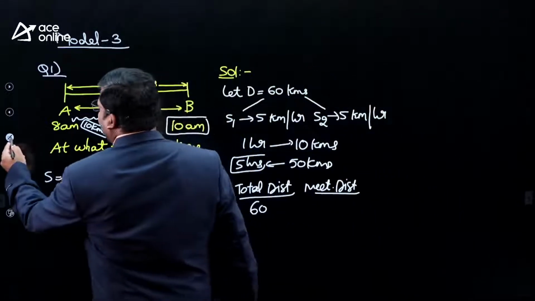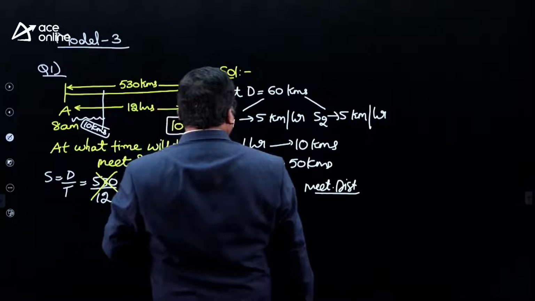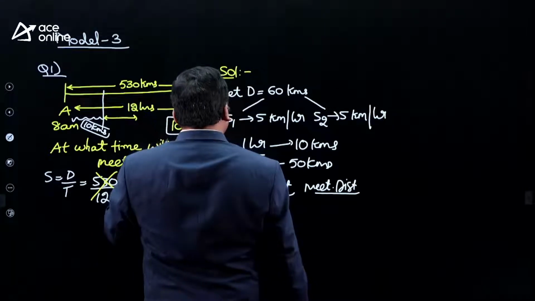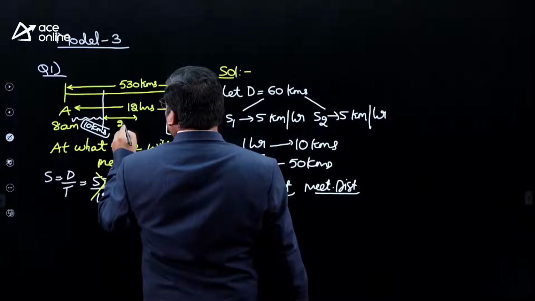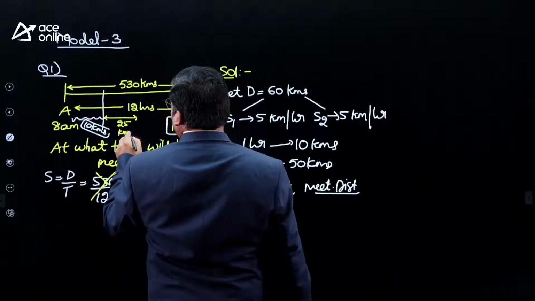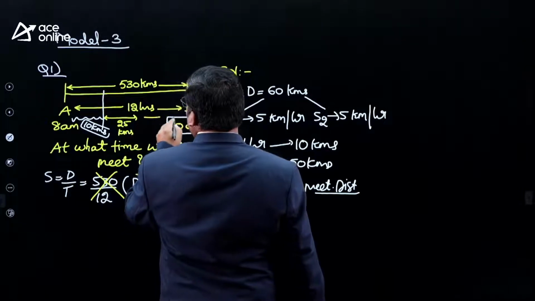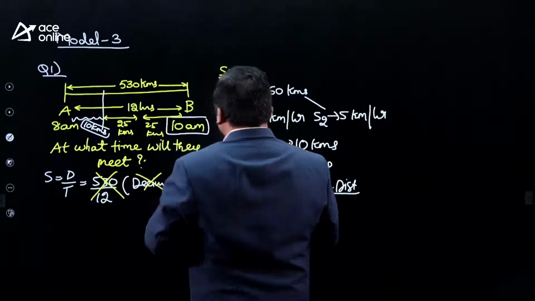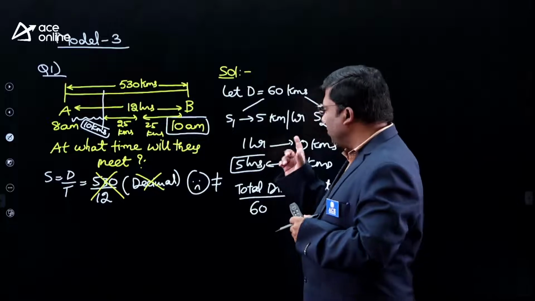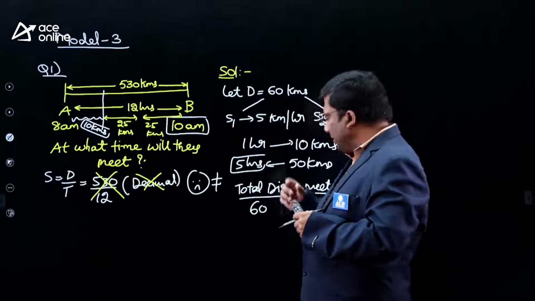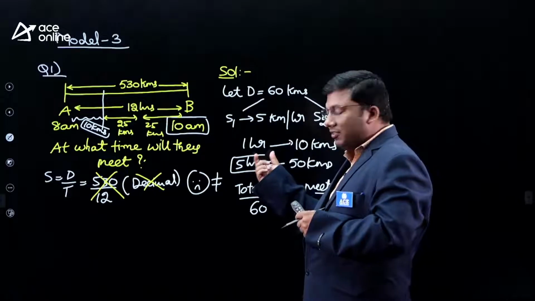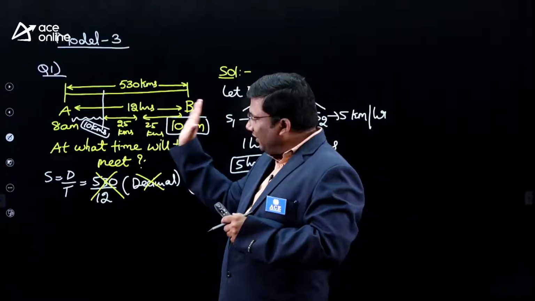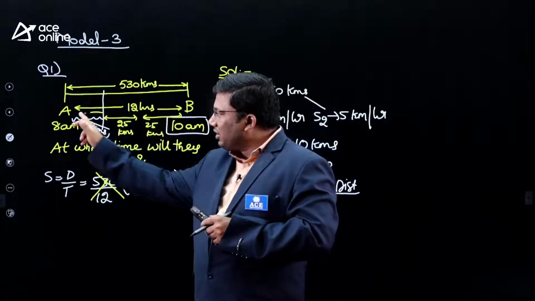What is the speed of the first train? 5 kilometers per hour. They will meet after 5 hours, which means here it will be 25 kilometers and here it will be 25 kilometers. Am I right? 5 kilometers per hour, 5 kilometers per hour, 1 hour is 5 kilometers. They will meet after 5 hours, so he will travel 25 kilometers, and the other also will travel 25. That means total.